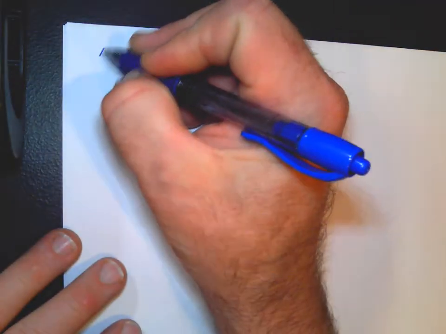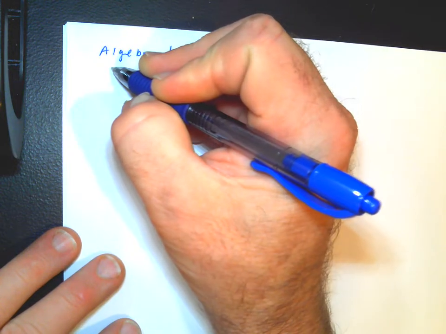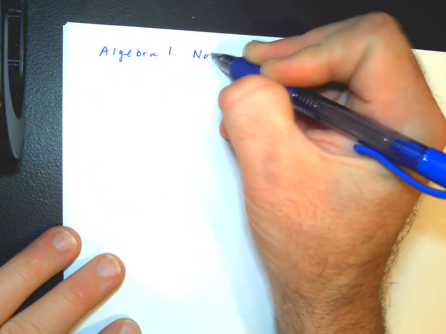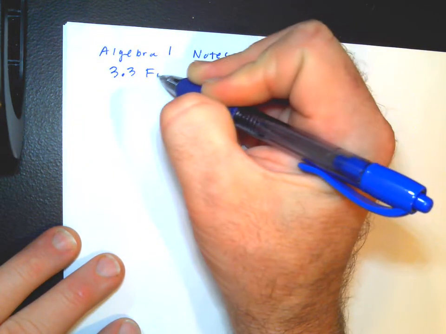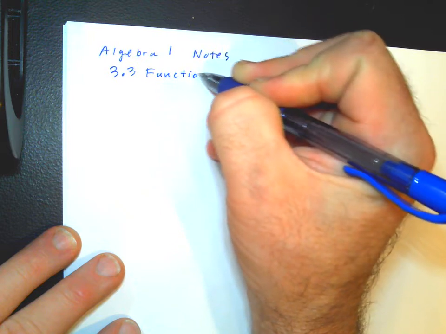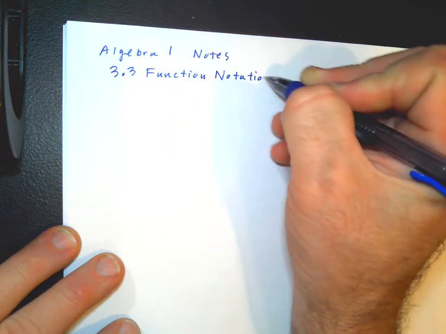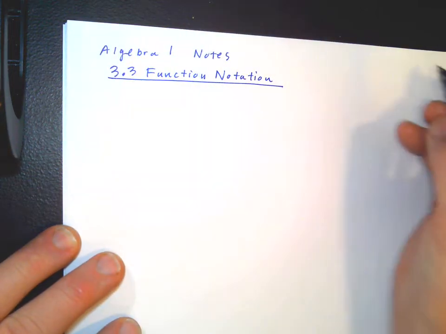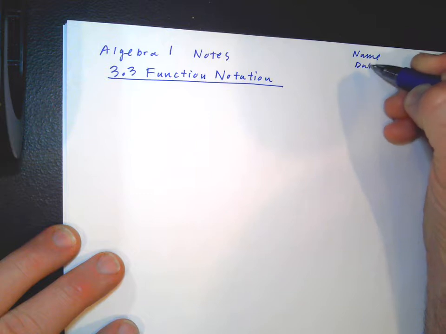Algebra 1. So this is Algebra 1. We do notes today. So notes, section 3.3, function notation. All right, you can put your name up here, date, period.